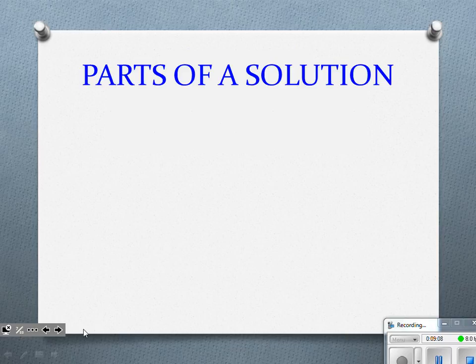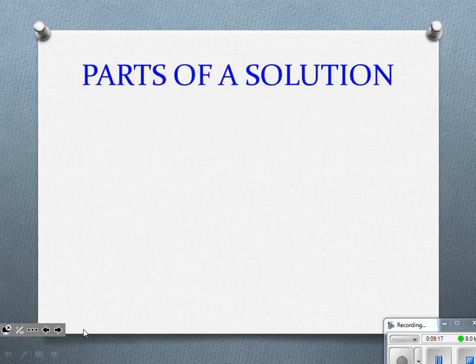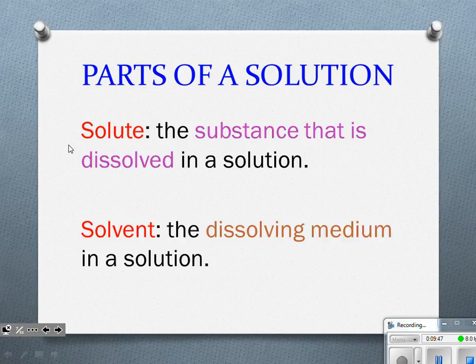Now, what are the parts of a solution? Remember, I said two or more substances. So we have to have at least two parts of a solution. What are they? One is a solute, the substance that is dissolved in a solution. The second part is a solvent, which is the dissolving medium in a solution.